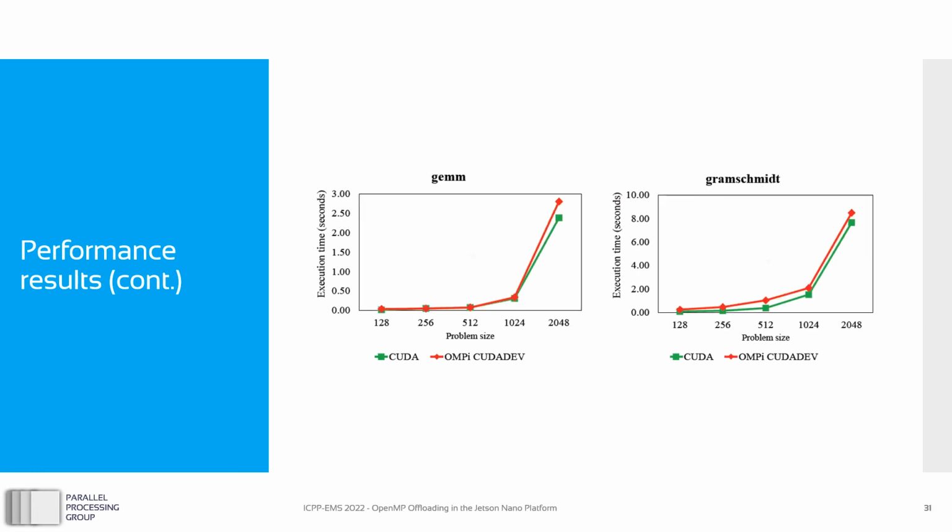And now the last 2 applications, GEMM and Gram-Schmidt. In GEMM we see that we are almost identical to CUDA, but in the last problem size there is a large difference in the execution time. We are trying to investigate the reason. And also for Gram-Schmidt we see that for every problem size there is a small delay in our implementation. We are also trying to figure out why this happens.